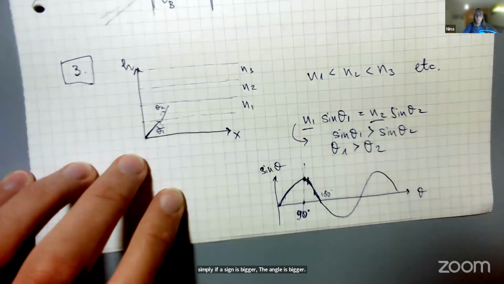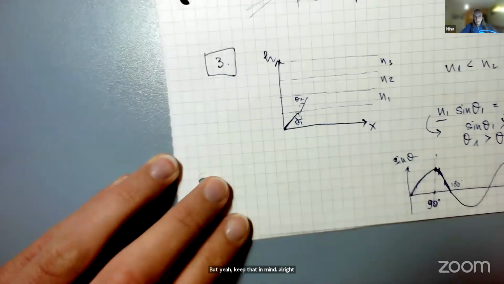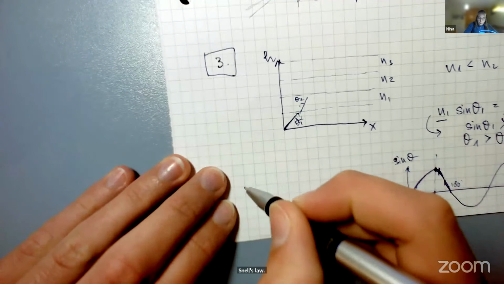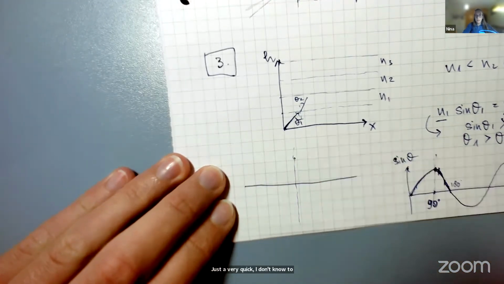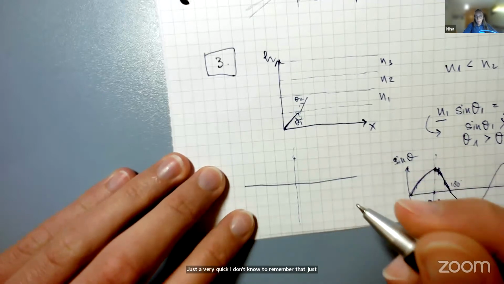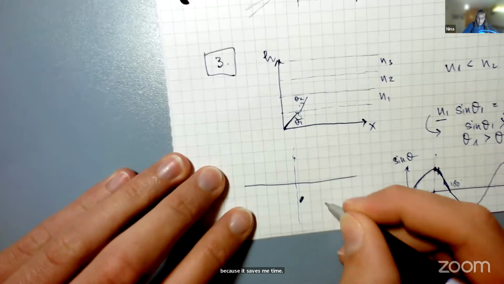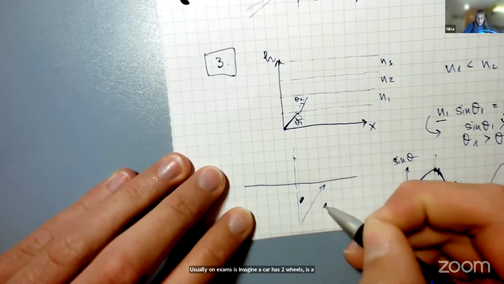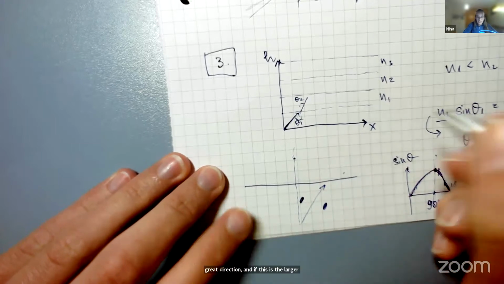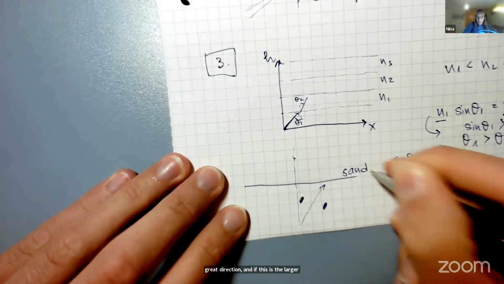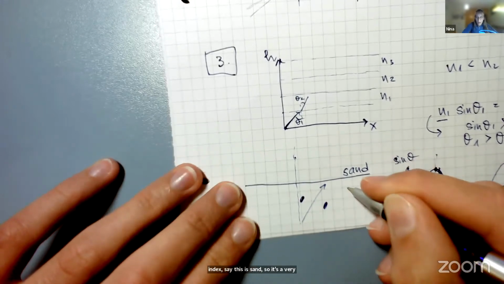All right, so this is using Snell's law. Just a very quick way to remember that, just because it saves me time usually on exams, is imagine a car. It has two wheels, is going in this direction. And if this is the large refractive index, say this is sand, so it's a very dense surface, and this is smooth asphalt.